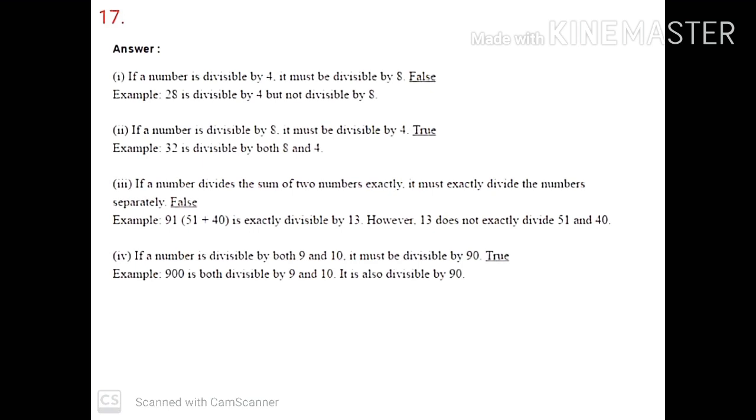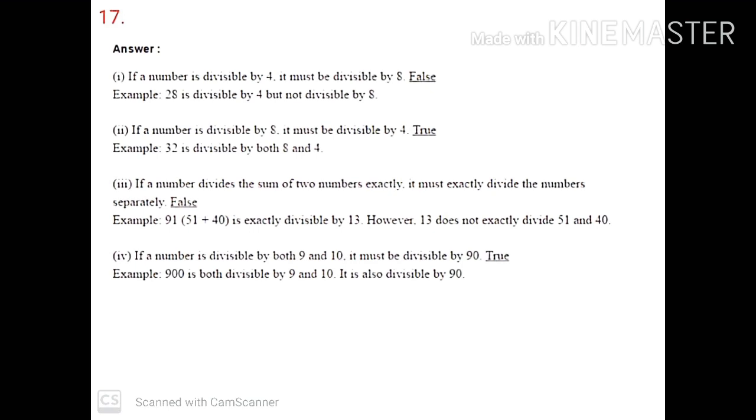The third is, if a number divides the sum of two numbers exactly, it must exactly divide the numbers separately. False. Why? Say 91. 91 is 51 plus 40. So 91 is exactly divisible by 13. But 13 does not divide 51 and 40.